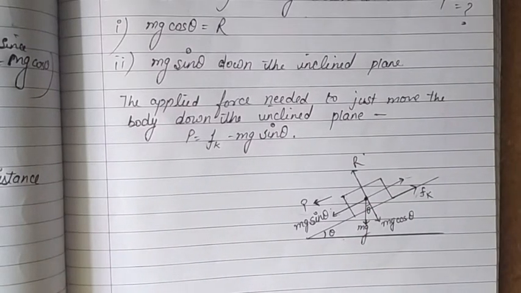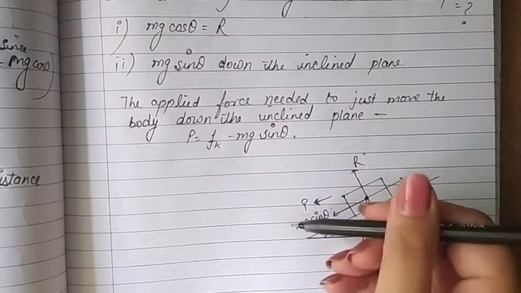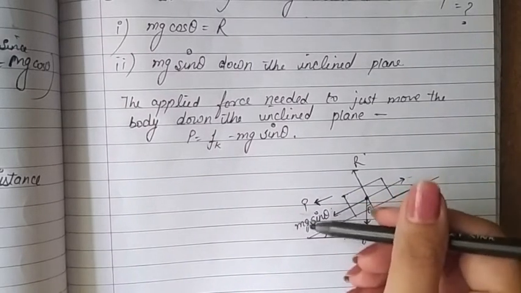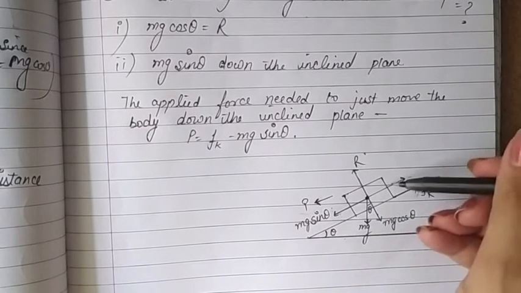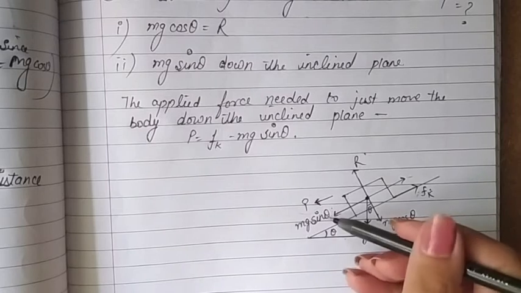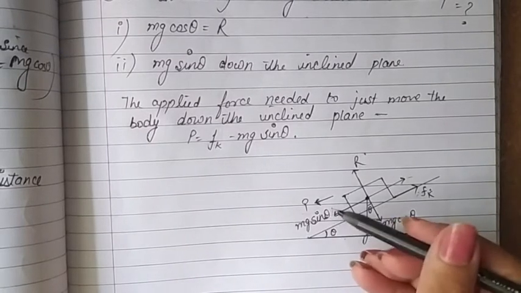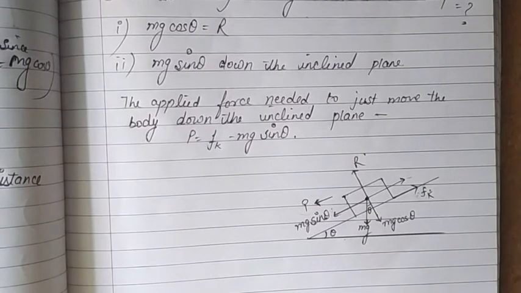But when we apply the force, that force should be so much that the body starts downward motion. Initially its force was not enough to cover the friction force and let the body move downward. So at that time Fk was more than mg sin theta, but we have to apply the force P such that it is equal to the difference of these two forces.